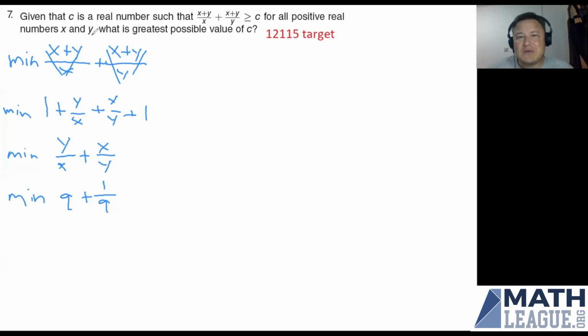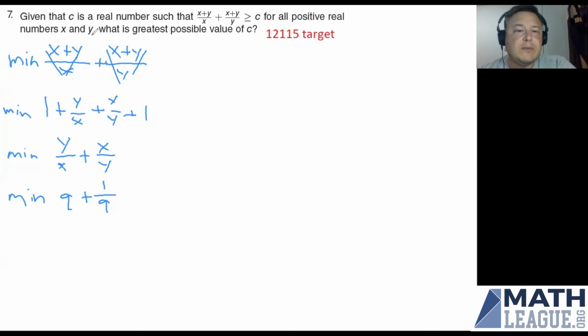Well, I want to show you a different way to do that in case you're interested in seeing how it's done potentially without the AM-GM inequality. So, again, we were able to get this as low as 2. The question is, can we get it any lower than 2? So what we want to do now is ask ourselves, okay, if q equals 1, we got a nice value of 2 for this minimum. What happens if we move a little bit higher or lower than 1?